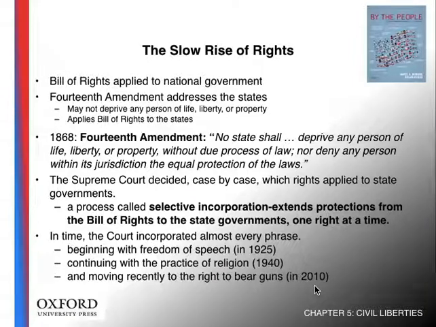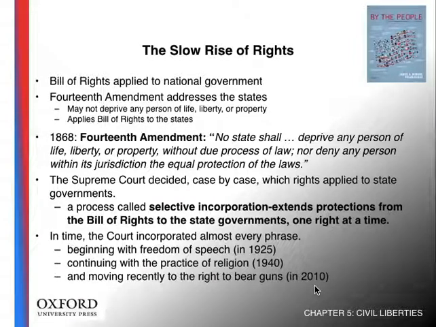Had that amendment just been passed and everybody went along with it, that would have been great, but that was not what happened. Your book talks about a process called selective incorporation. This is something that has happened over many, many years, where the Supreme Court is brought a case that shows that a state or an entity of the state is withholding the rights of someone, against the federal Constitution. And the Supreme Court has to rule on that.